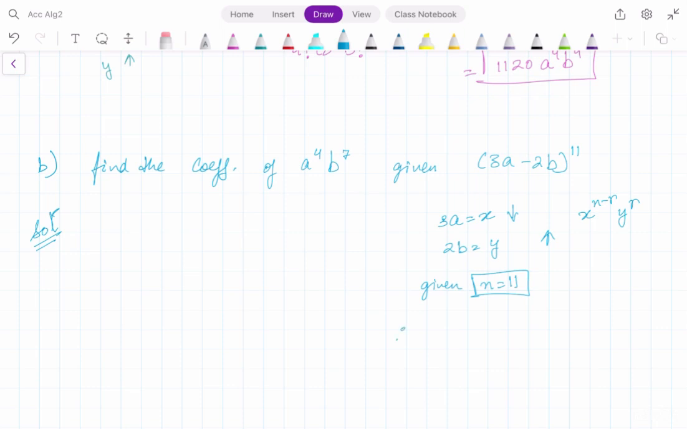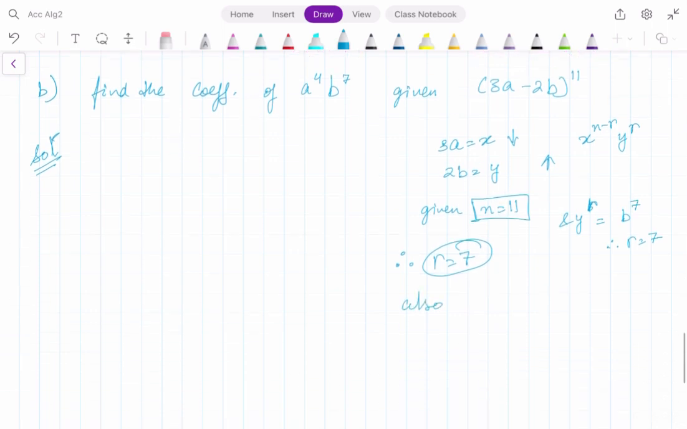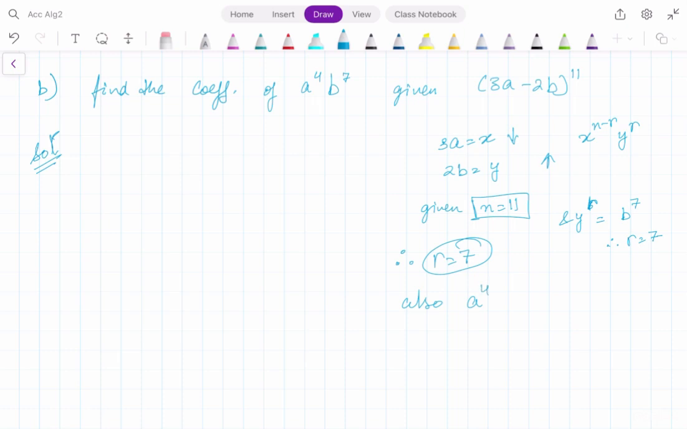So therefore, we can say that b to the power of 7, r is nothing but 7. If I have to apply with respect to x, the same thing will happen. r will be 7, because a is to the power of 4. So 11 minus 4 is nothing but 7. Because x to the power of n minus r. So 11 minus r, 11 minus what is 4? 11 minus 7 is 4. So r is nothing but 7. So my first goal in this problem was to get the value of r.